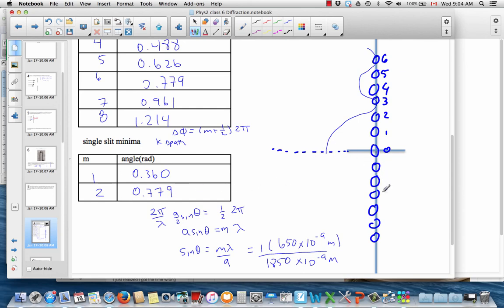1, 2, 3, 4, 5, 6. On the other side, remember, it's symmetric. It's the same thing over here. Okay, there we go. That's not quite as good as my drawing at the top, but this should be symmetric on both sides, like a mirror image. Okay, so this is called the diffraction envelope.